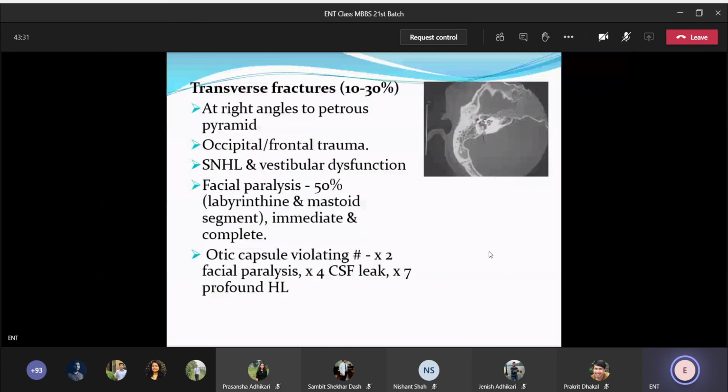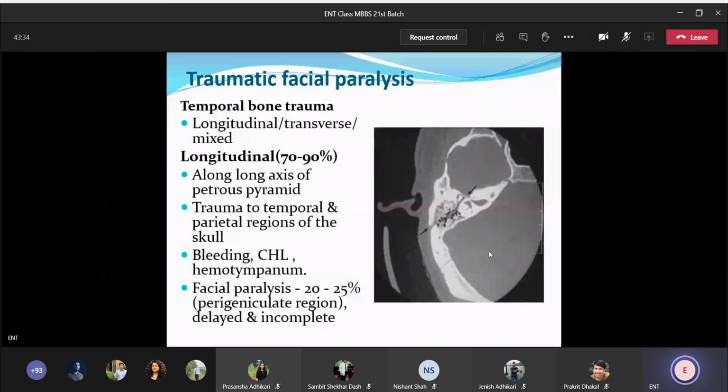So other most important cause is the traumatic facial paralysis. Trauma to the temporal bone may be longitudinal, transverse, or the mixed type. Here you can see the longitudinal type of fracture of the temporal bone. Longitudinal is seen in 70-90% of the cases. Longitudinal if the fracture lies along the long axis of the temporal bone or the petrous pyramid.